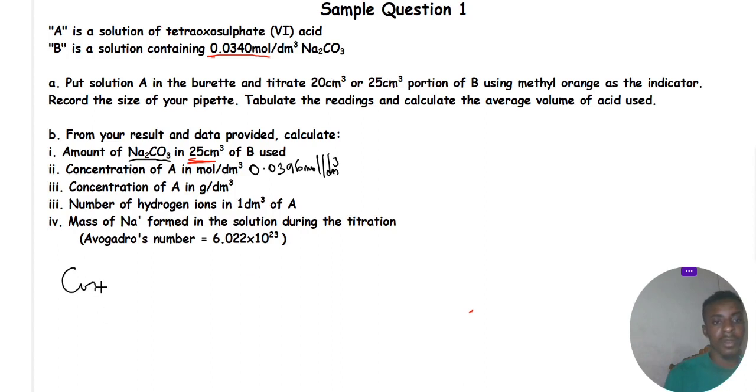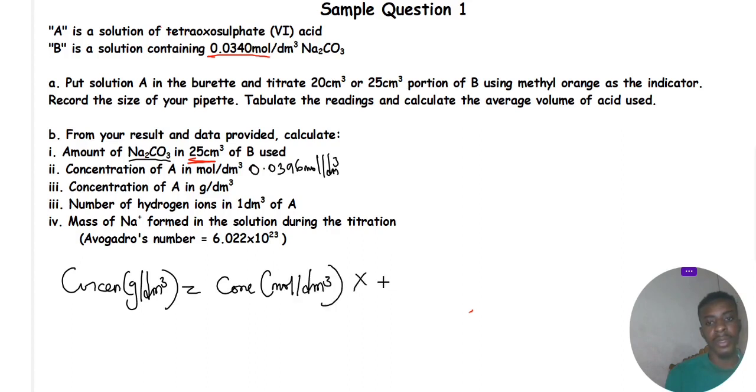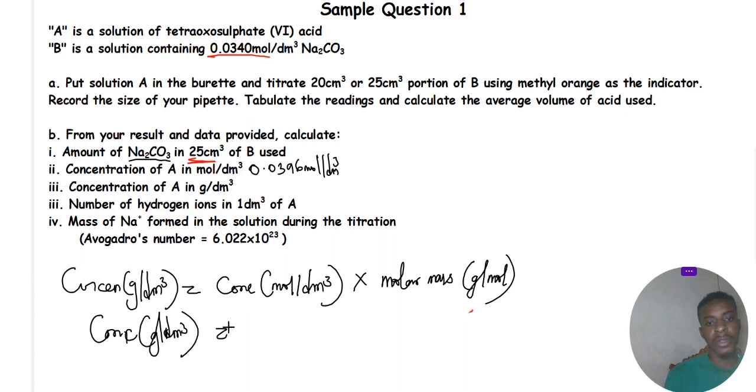All right, so we use this formula: concentration in grams per dm cube is equal to concentration in mole per dm cube times molar mass in grams per mole. All right, so concentration in grams per dm cube is what we are looking for. The concentration in mole per dm cube would be 0.0396 mole per dm cube, then times the molar mass of it.